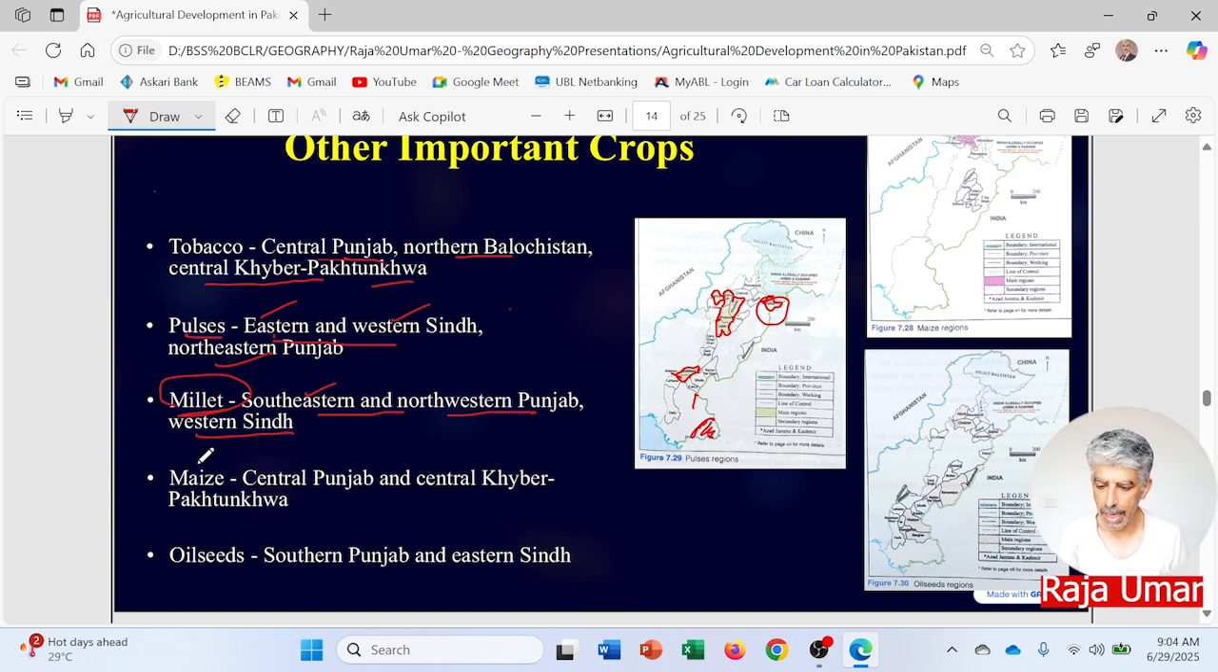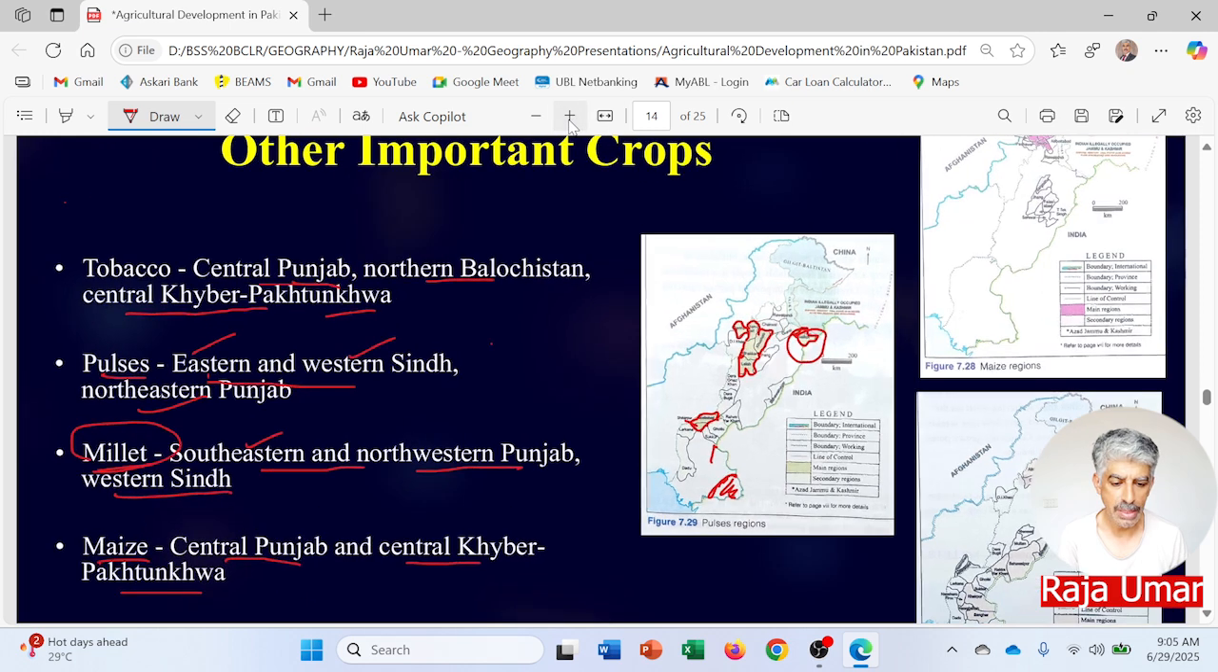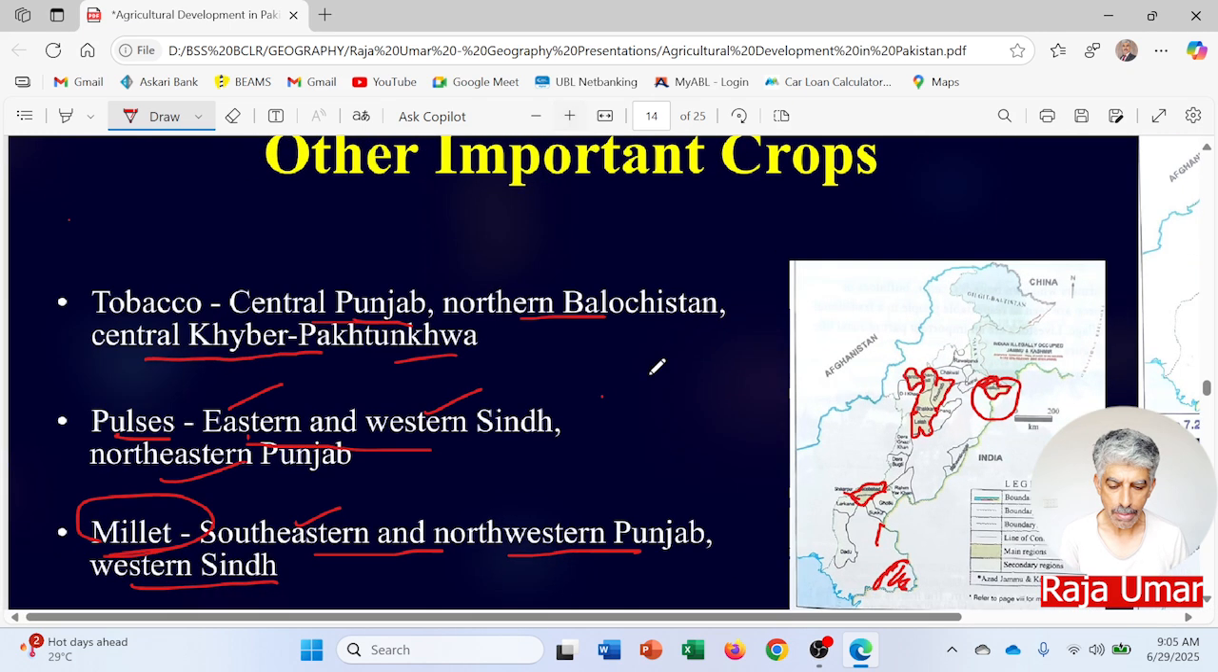And maize, that is corn, what we consume as corn flour as well, and we consume corn beans and corn grains, what we call challi. So that is also consumed at a larger scale across Pakistan, and it is grown in central Punjab and central Khyber Pakhtunkhwa. So I will go to the map again by zooming it up so that you can see the maize region.